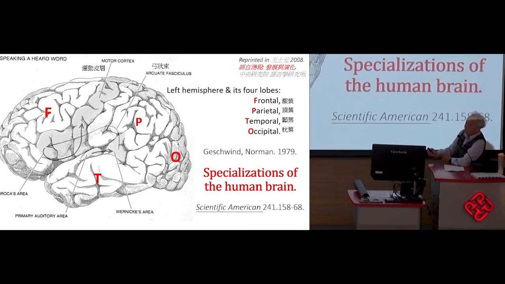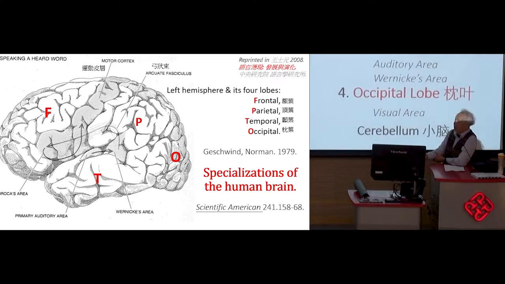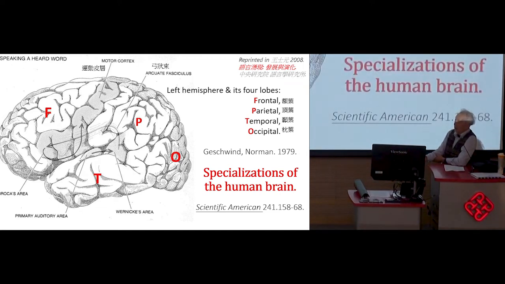So, Geschwind says, what does the brain do when we have to speak a heard word? Somebody says something, it bangs on your eardrums, that signal goes to your primary auditory area, which is right around here. You have to understand what's said to you. So the part of the brain that handles a lot of semantics kicks in. And that's called Wernicke's area. So somebody says, flashlight. And Wernicke's area says, ah, he said flashlight. Now I have to repeat it.